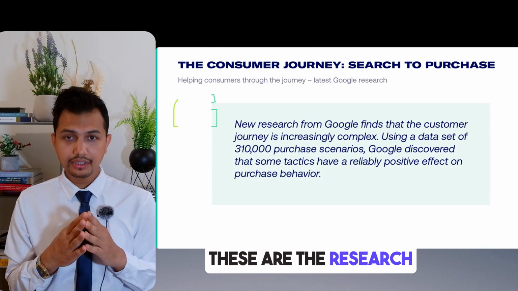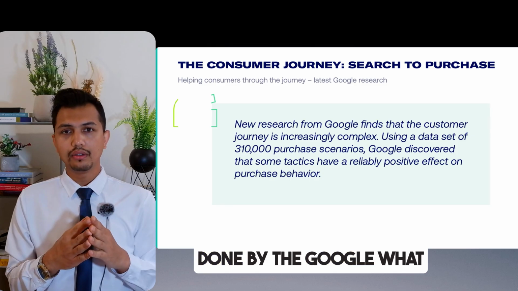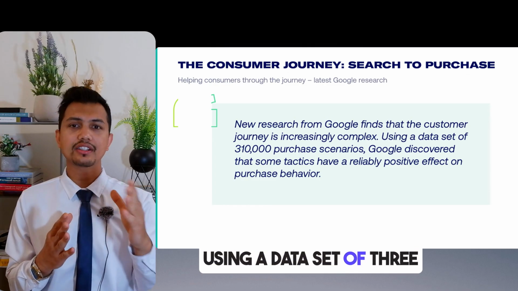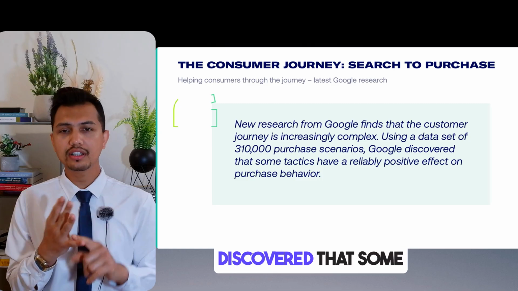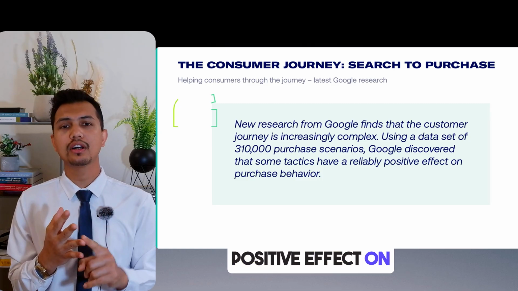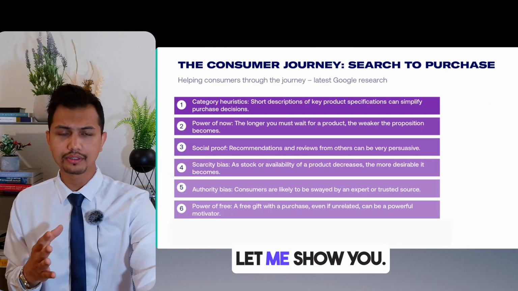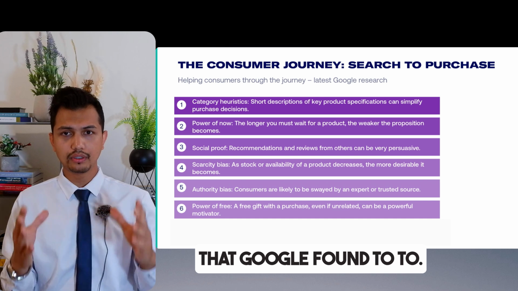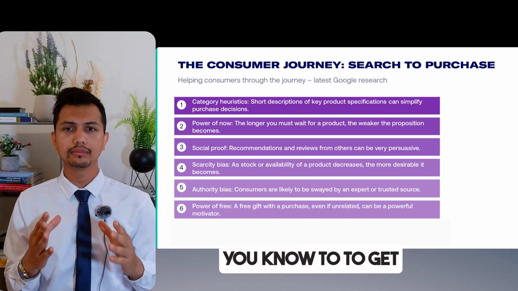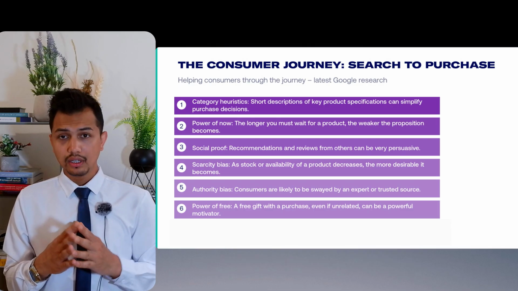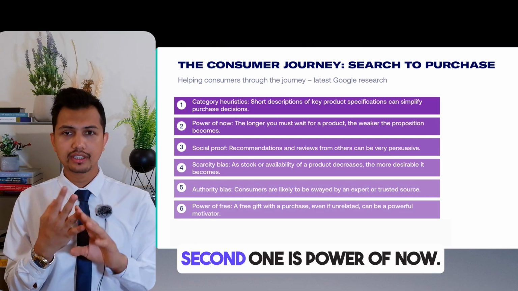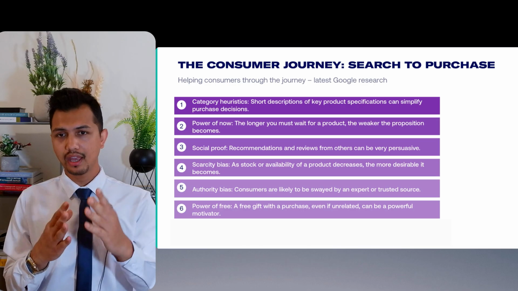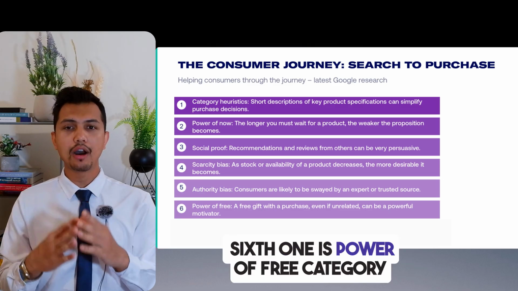This is research done by Google. The research says that the customer journey is increasingly complex. Using a data set of 310,000 purchase scenarios, Google discovered that some tactics have a reliably positive effect on purchase behavior. What are the tactics? Let me show you. These are the tactics that Google found to reach the maximum number of consumers. The first one is category heuristic. The second one is power of now. The third one is social proof. The fourth one is scarcity bias. The fifth one is authority bias. And the sixth one is power of free.